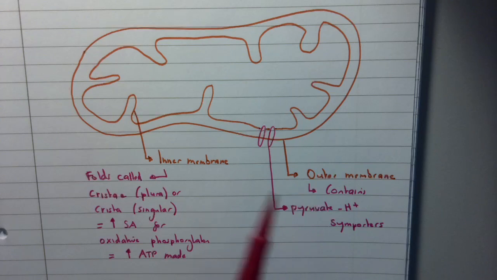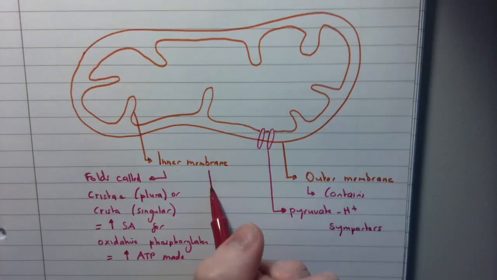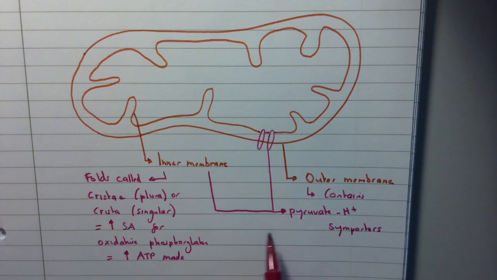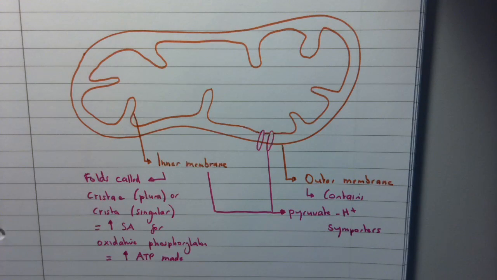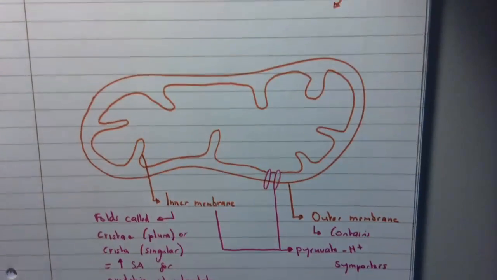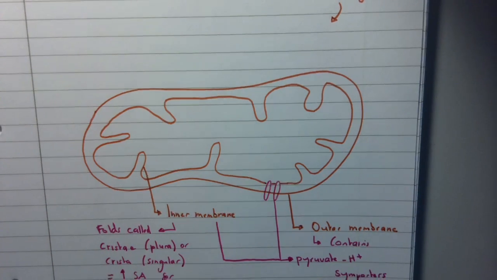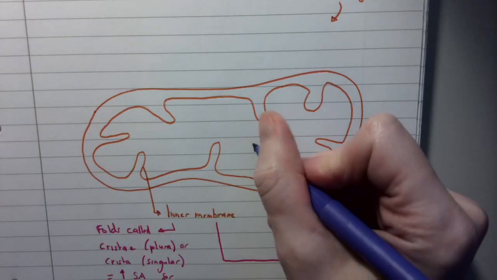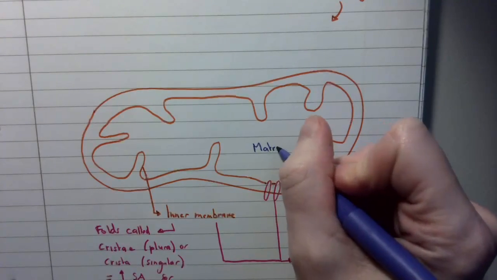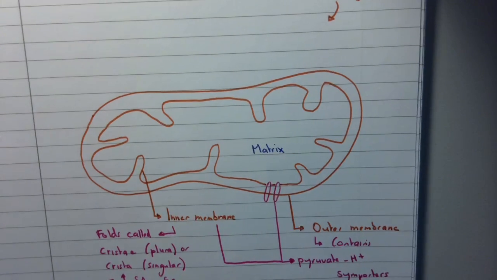And like I said, the pyruvate H+ symporter actually goes through the inner membrane as well. So I'm just going to bring that to there to show that the inner membrane also has the pyruvate H+ symporters in it. Right, so that's the inner membrane. Then inside here, the filling, as it were, is known as the matrix in mitochondria. So this is the matrix, which is just the filling on the inside.